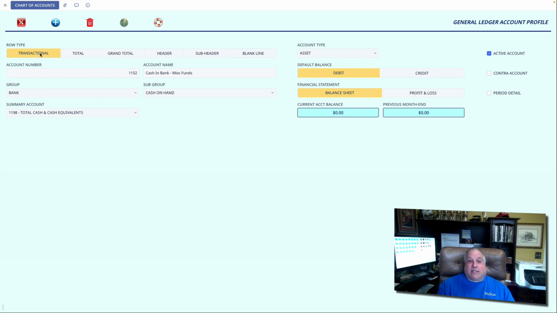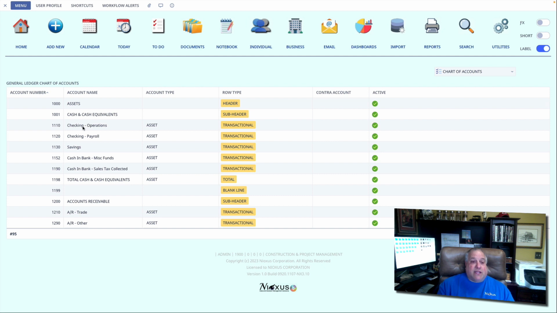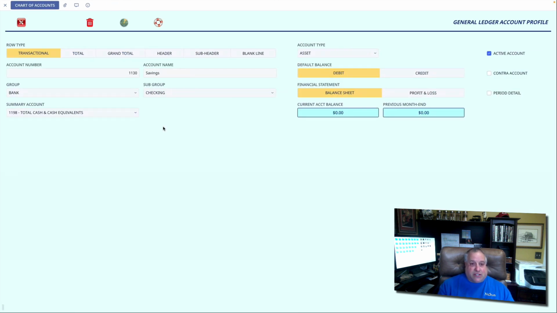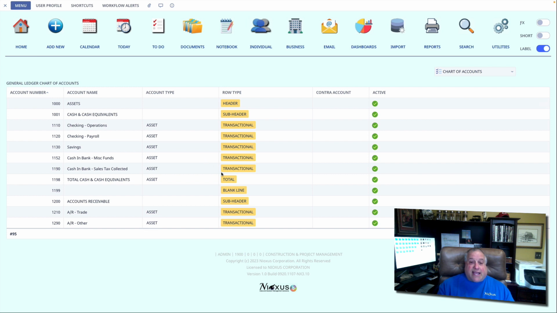And this will allow me to take all of the accounts, and let's go back and look at them. We have checking operations, checking payroll, savings. We have a holding account for sales tax that we collect, and we have the cash and bank miscellaneous funds account that we just set up. These are all transactional accounts. And then we have this total account. Now you'll note that each of these transactional accounts, savings, cash and bank, all roll up to the same total account.